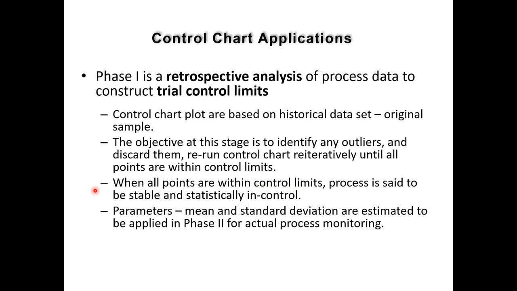Please take note that at phase 1, the retrospective stage, this is the stage where you are trying to come up with a process which is believed to be in control. So there will be a lot of outlier deletion during this phase. This is the phase where you will rerun control charts until all points are within the control limit.